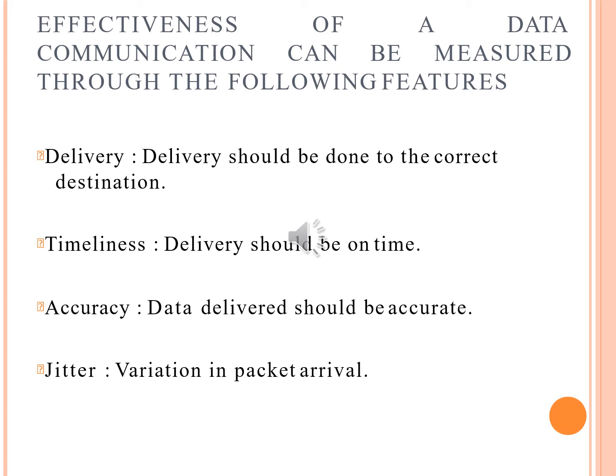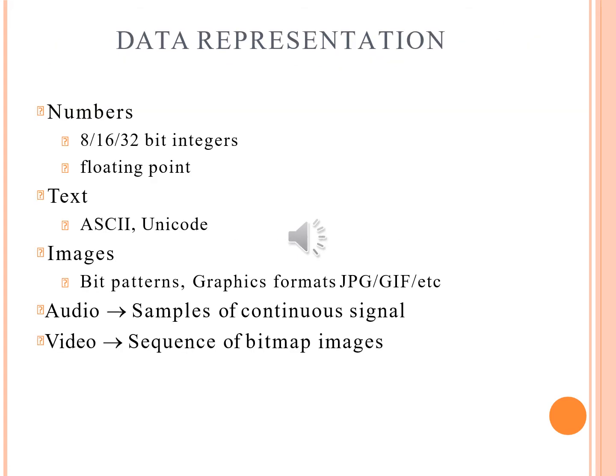And jitter means variations in packet arrival, right? It means there are certain frequent durations as a receiver is receiving the packets. So the timeline must be as per the specific order, so that we can obtain the packets in the proper manner. So that's all.